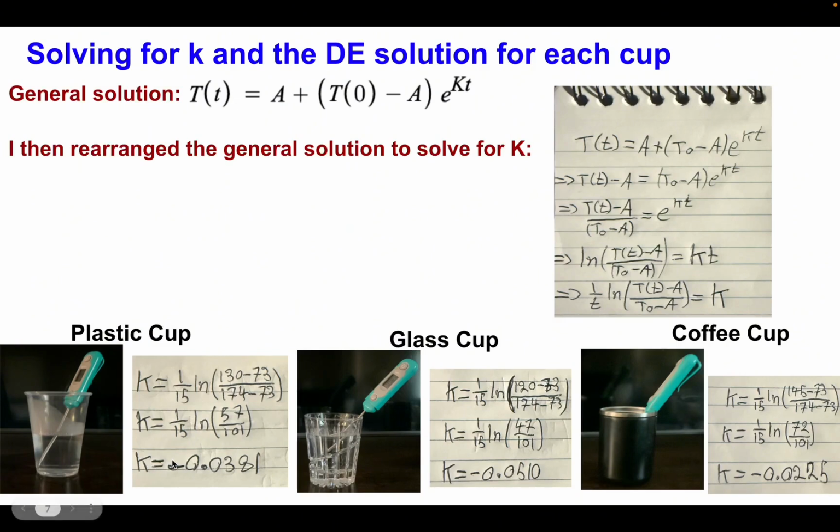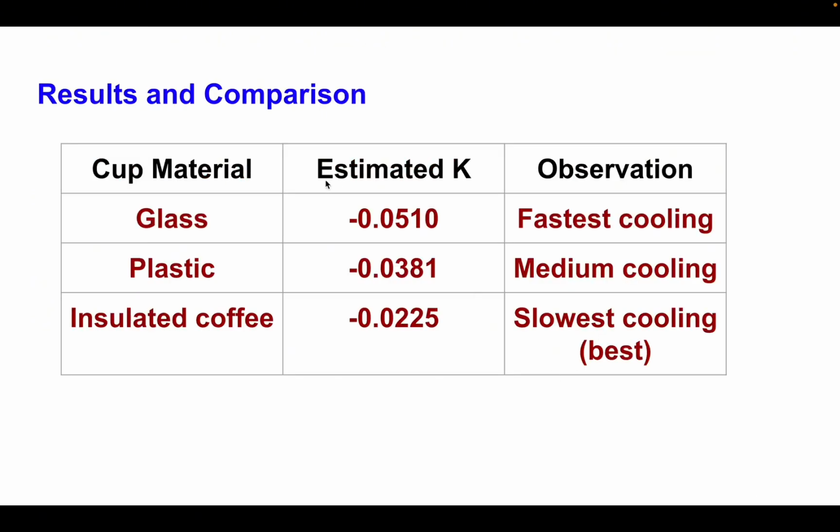As you can see here, the plastic cup had negative 0.038 and the glass one had negative 0.0510, and so on. The coffee one had the smallest number of all, which means it cools down the slowest. After calculating all of that, I compared those values and put them in a table. As you can see, the glass one is the fastest cooling, the plastic is the medium cooling, and the insulated cup, just like we discussed earlier, is the slowest cooling one, which is the best one.